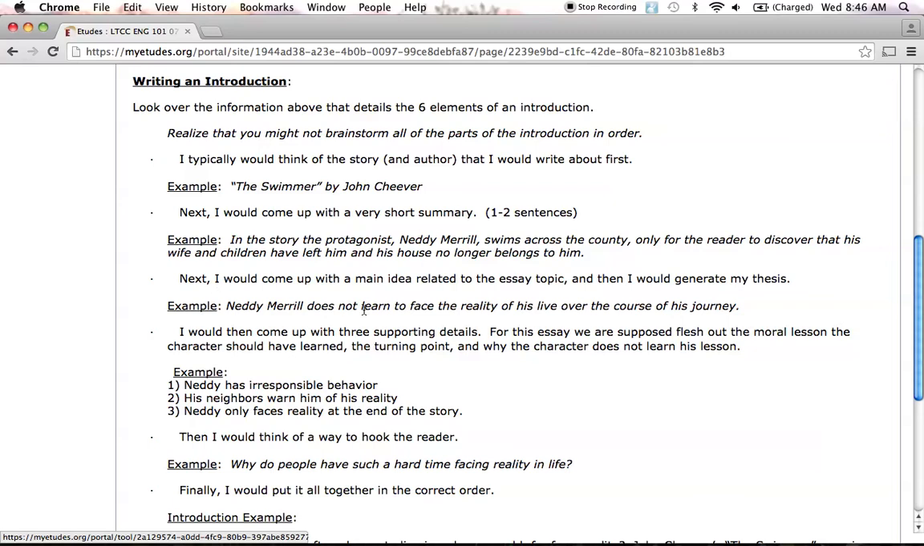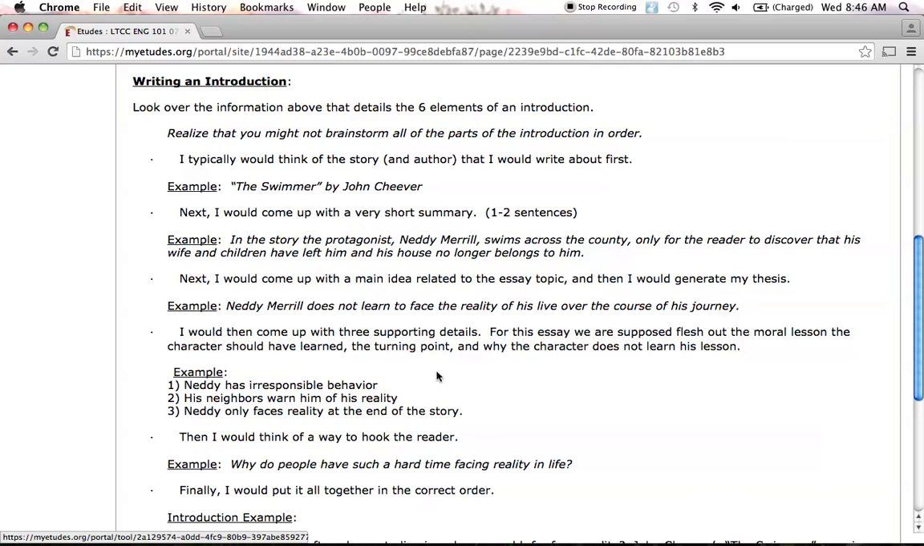Next, I'm going to come up with the main idea related to the essay topic. And then I generate my thesis. The main idea is sort of helping me understand what I'm trying to prove. So look at my example. Neddy Merrill does not learn to face the reality of his life over the course of the journey. This is my opinion. Remember, with an assertion, you want to pick something that's debatable. So some people might feel like Neddy Merrill did learn his lesson. Some people might feel like he did not learn his lesson. It's not completely clear, but I'm going to use textual evidence, quotes, to prove my perspective.